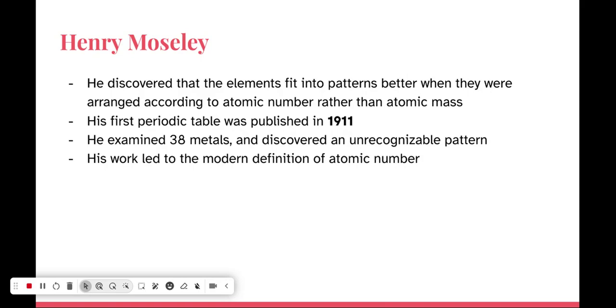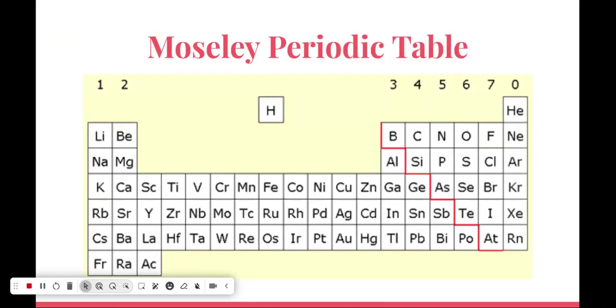Through that, he examined 38 metals and discovered a previously unrecognized pattern, and his work led to the modern definition of atomic number. So this is Moseley's periodic table, which has been upgraded to more recent ones, but this is the base of ours, and it is shown going up in atomic number.